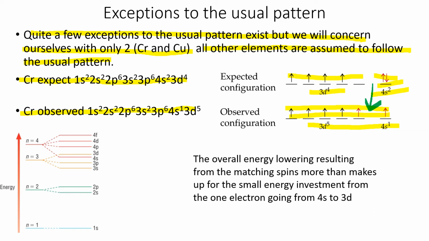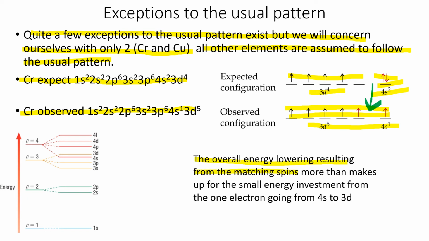And that's going to take energy. 4s is lower in energy than 3d. That's increasing energy. That's not what we want to do. But as a result of that electron going up in energy a little bit, the resulting system lowers the energy for everybody. The overall energy lowering resulting from all of the matching spins.